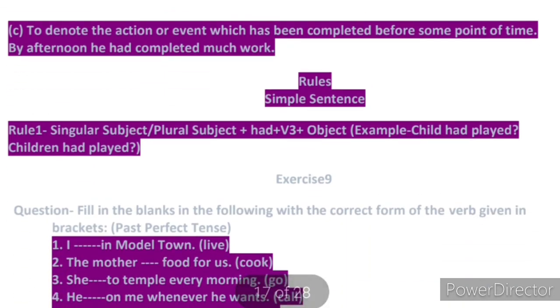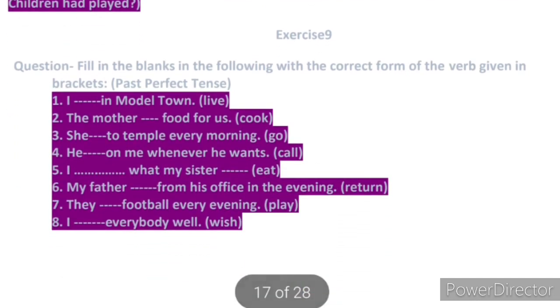So rules for the simple sentences: there is no difference between singular and plural subject. Whether it is singular or plural, we will use had for both. So the formula is singular subject or plural subject plus had plus V3 plus object. For example, child had played, children had played. So here are some examples, we will solve it.